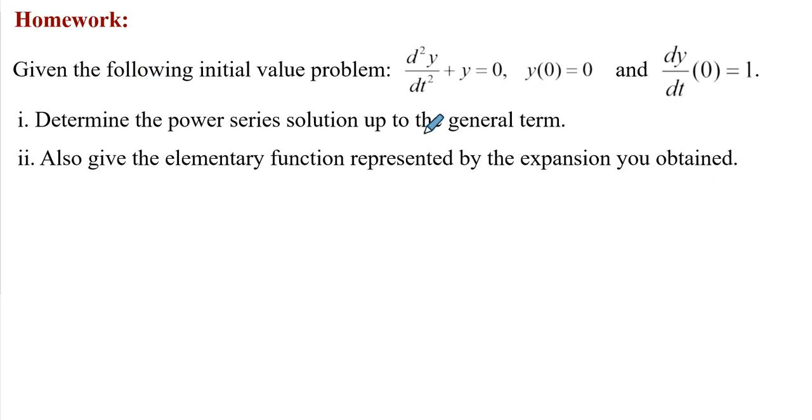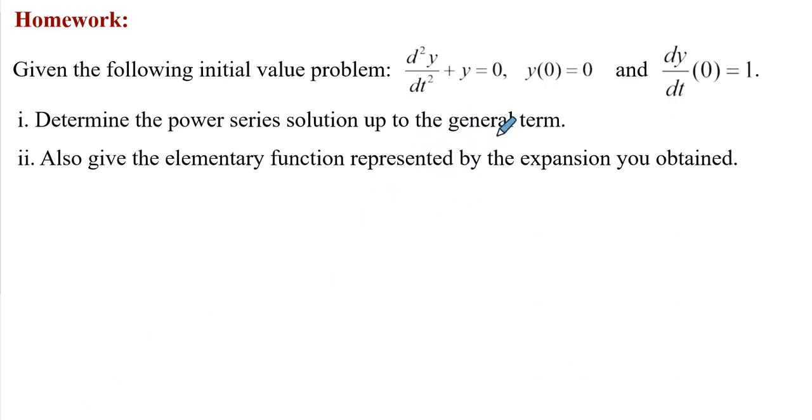And then moving forward, I would encourage you to try to repeat this approach to solve this problem. We're given an initial value problem, which is d squared y over dt squared plus y is equal to 0, and you are told that y at 0 is equal to 0, but the first derivative at 0 is equal to 1. So what I would like you to do here is to determine the power series solution up to the general term, like we saw there in my previous example.